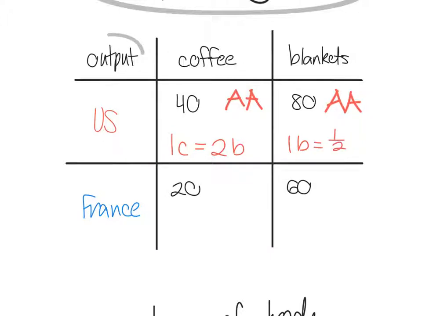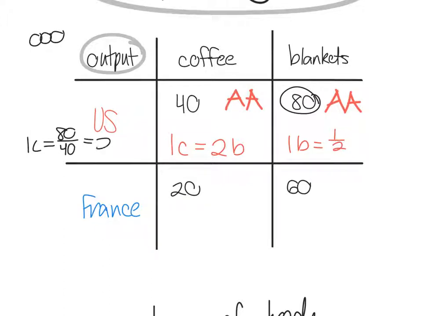Now, how I did this is that I knew that this was an output problem, so I kept in mind the rule OOO, or output other number above. So when we're figuring this coffee opportunity cost, for 1 cup of coffee, we're going to have the other number, which is 80 over 40, and if we do that math, that's just going to be 2. So that's how we get this number.